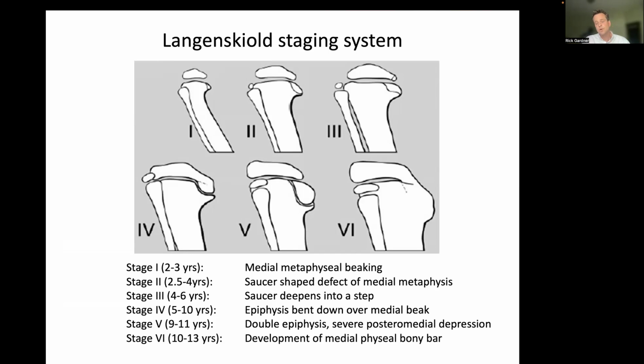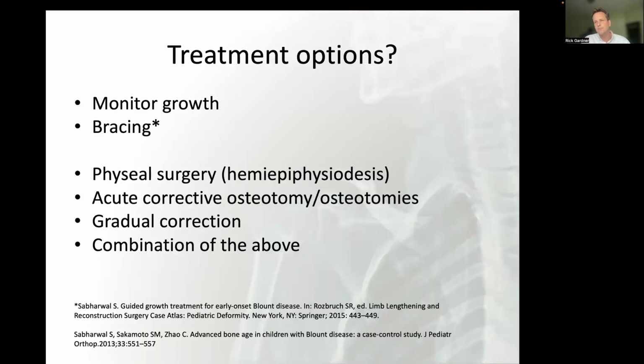And then stage 6 is when you develop a medial bony metaphyseal bar. And you often don't see this radiologically until the age of around 10, 11, 12 years. So I hope that's helpful to see, just working through this as always being an evolution of the disease. And of course, different treatments are required for different levels. And we'll try to bring some flavor to this through the following pictures.